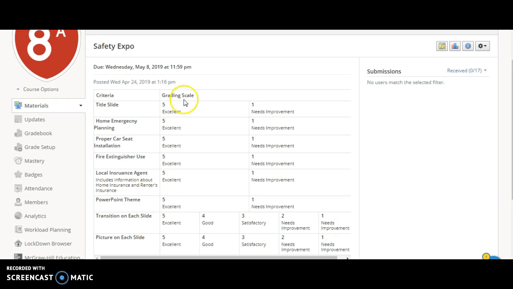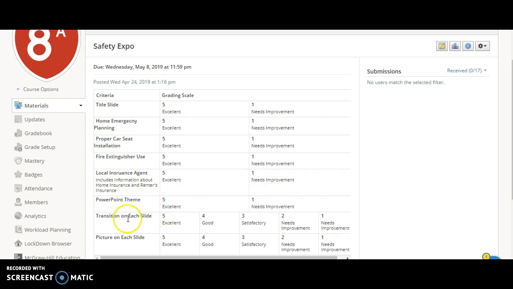So I'm looking that you have a title slide. I'm looking that you have something dealing with home emergency planning. You're probably going to have to Google and see what kind of things you would put on this slide. Proper car seat installation, and fire extinguisher use, same thing, do some Googling. And then the local insurance agent. You're including information about homeowners and renters insurance, both those types.